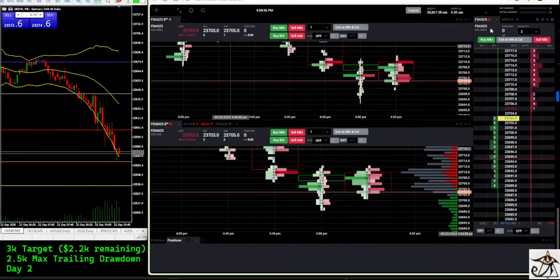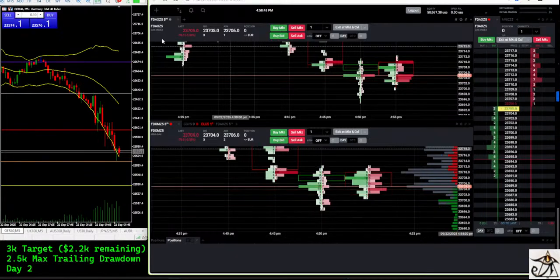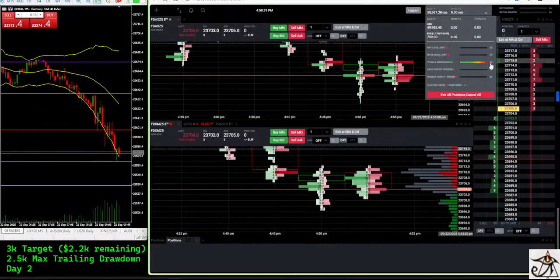One thing with Tradovate, it remembers your last quantity, which I had 2 contracts. I'm going to change that to 1 because I'm trading the full DAX contract. I just want to be trading 1 contract. We're on a 50k account. Max trailing drawdown at the moment is 2,494.